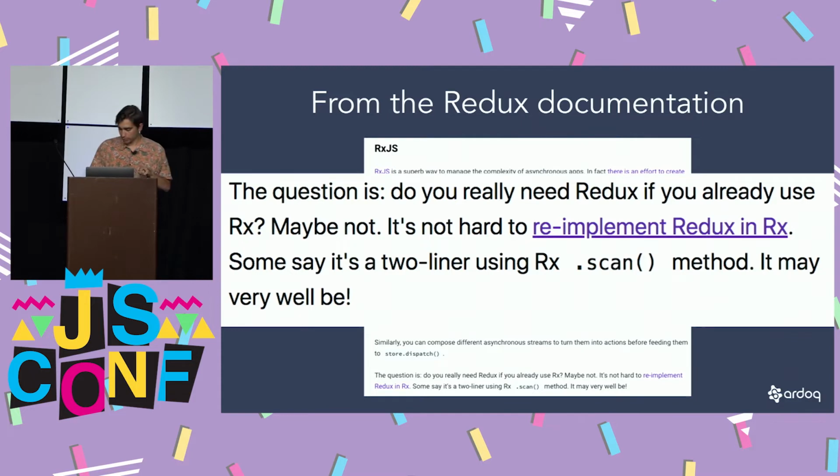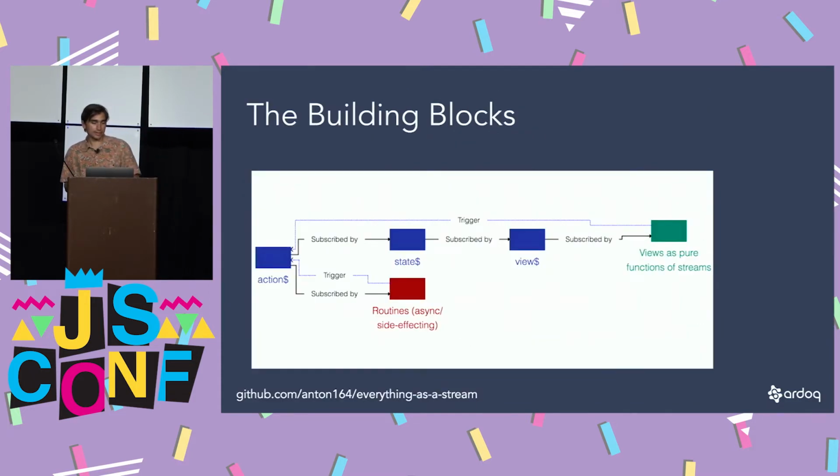And that's essentially what we did. So we defined these building blocks, which are very similar to a Redux architecture. It's a Flux-like architecture. We have the action stream, which ties everything together. That is subscribed by the state stream, which calculates the application state based on actions. Then we have view streams, which is a layer in between the state and our views, which prepares the state for the views so that the views can be as simple as possible, essentially pure functions of view streams.